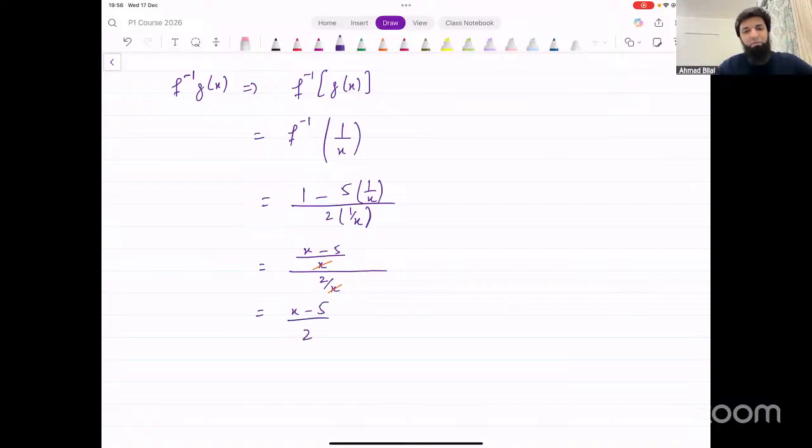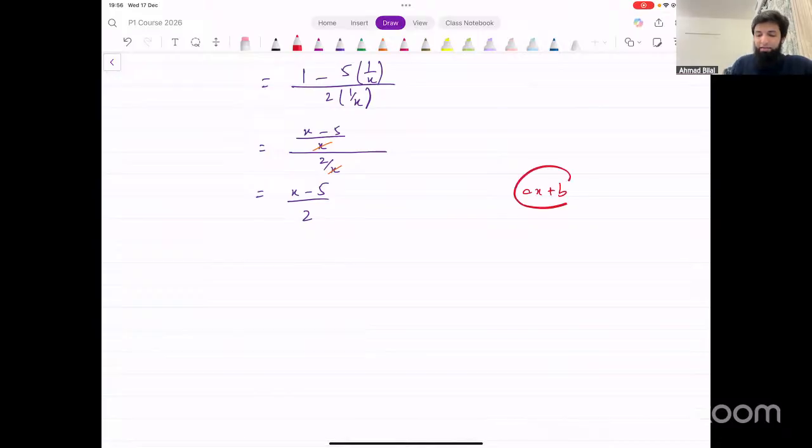Now, is this the form that we wanted? We wanted the form ax plus b. Do we have that form yet? Can we just leave it like this? We should not. We should write it as two separate terms. So what I can do is write this 2 separately with this and separately with this. So it will become x over 2, or 1 over 2 times x, minus 5 over 2.